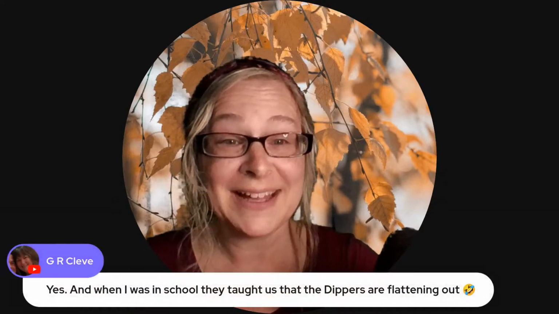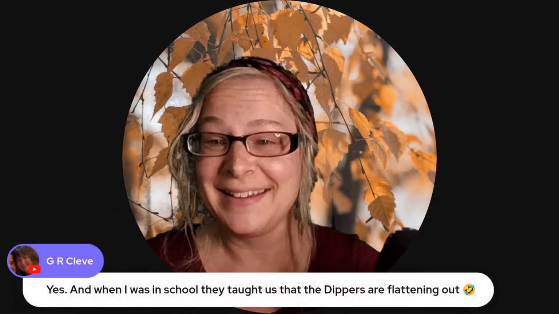Oh, yeah. You have to get one of these, the astrolabes. Okay, so when I was in school, they taught us the dippers are flattening out. That's interesting. I didn't know that. Correct. The North Star and the Dippers are stars that don't rise and set like the constellations.